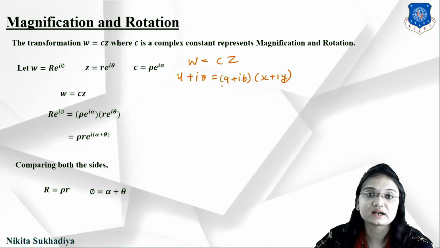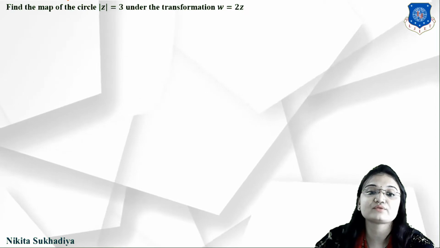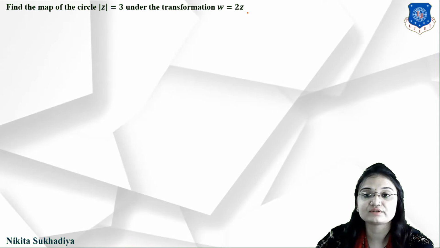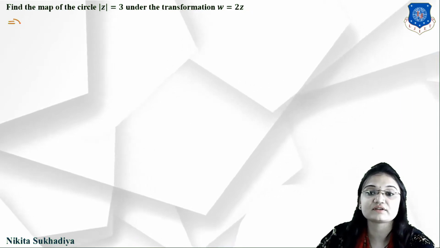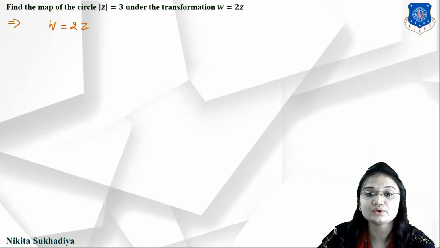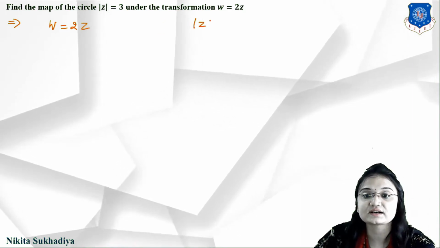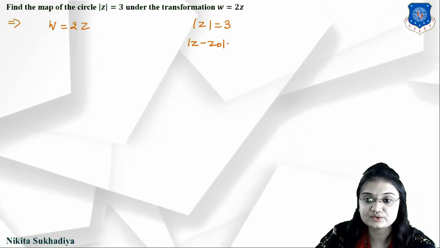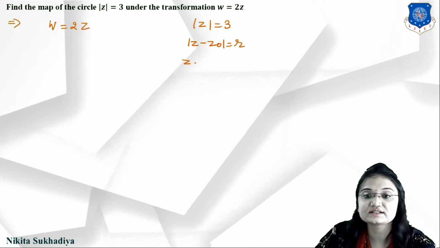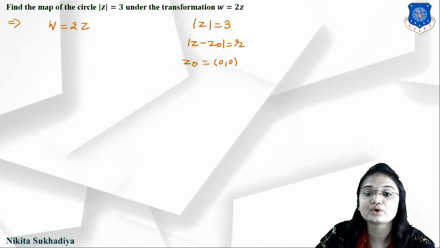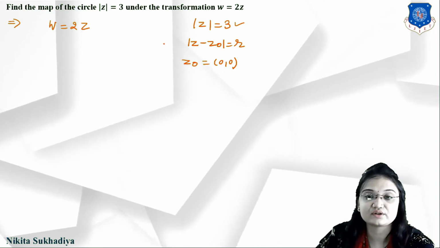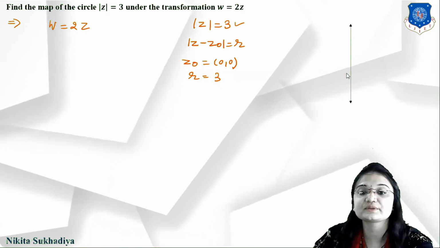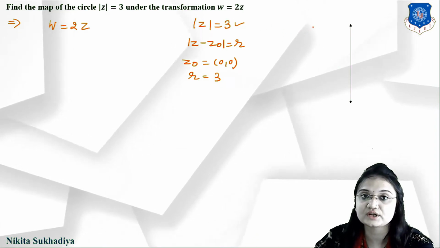Okay, let us understand with an example: find the map of the circle modulus of z is equal to 3 under the transformation W is equal to 2z. So here we have the given transformation W is equal to 2z, and C is the circle with modulus of z is equal to 3. Compare this with modulus of z minus z0 is equal to r. So we can say that z0 is (0, 0) and r is equal to 3, that is the radius. This is the representation of modulus of z is equal to 3 in the z plane.